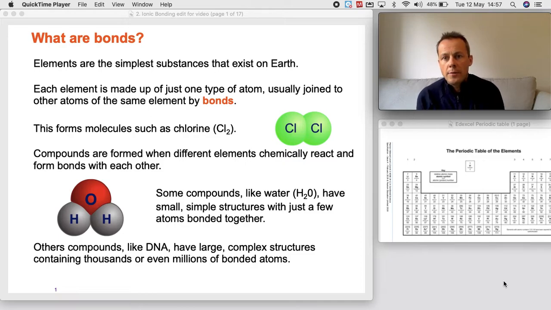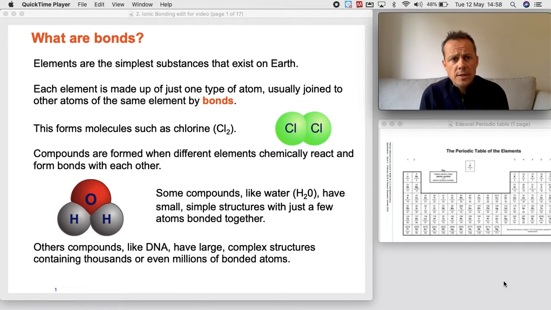About ion formation. Previously we've looked at the structure of the atom, at electrons, protons, neutrons, and where they are within the atom. What we're looking at now is why atoms are attracted to each other and why they stick together. We're going to look at how ions are formed and how they eventually go on to form bonds.